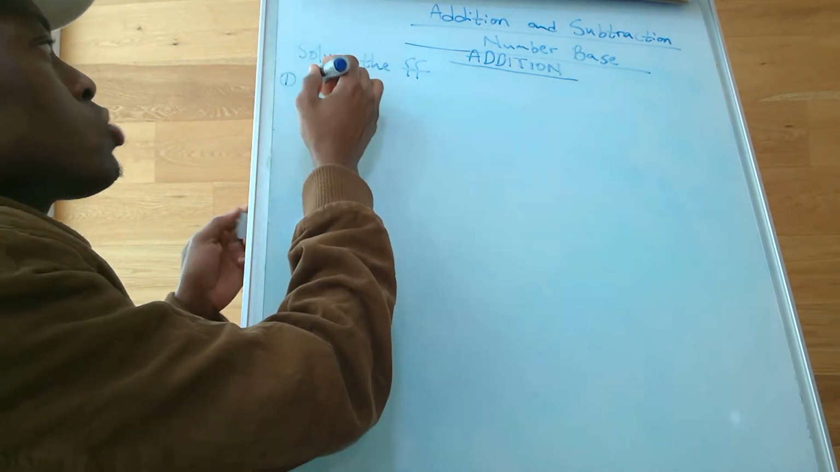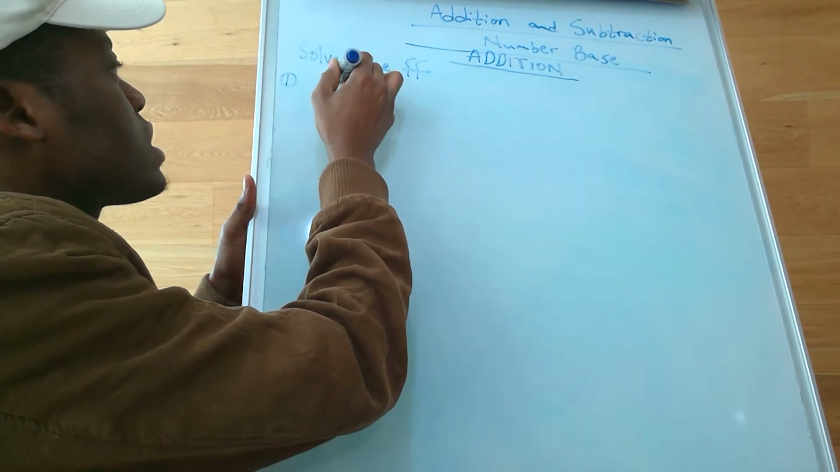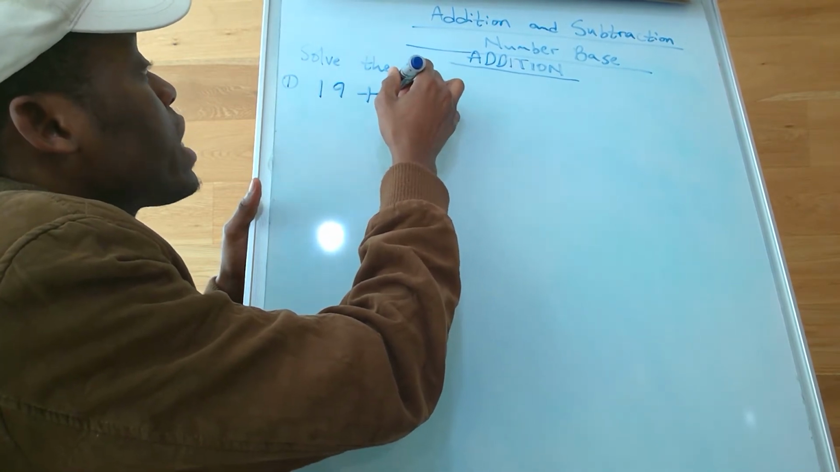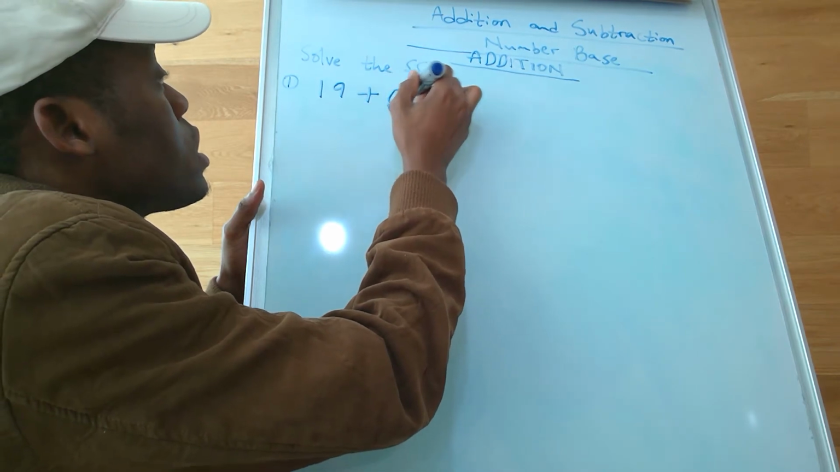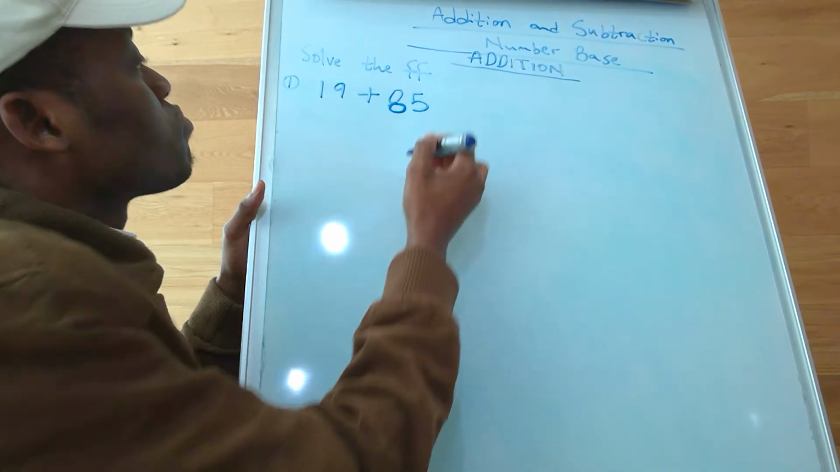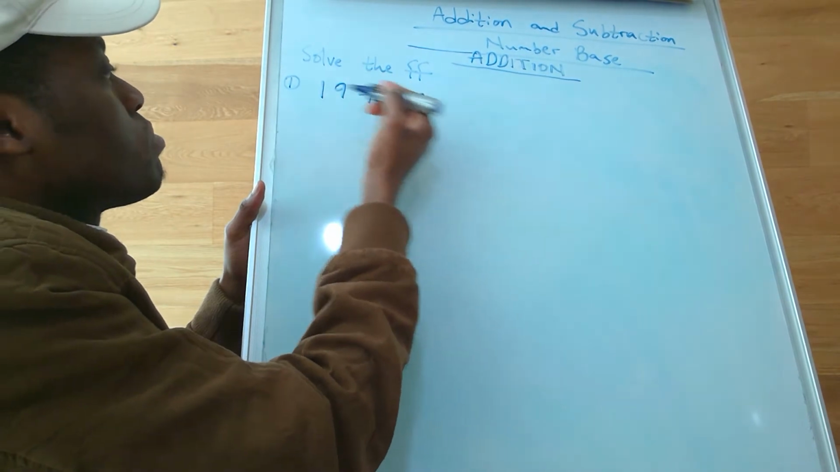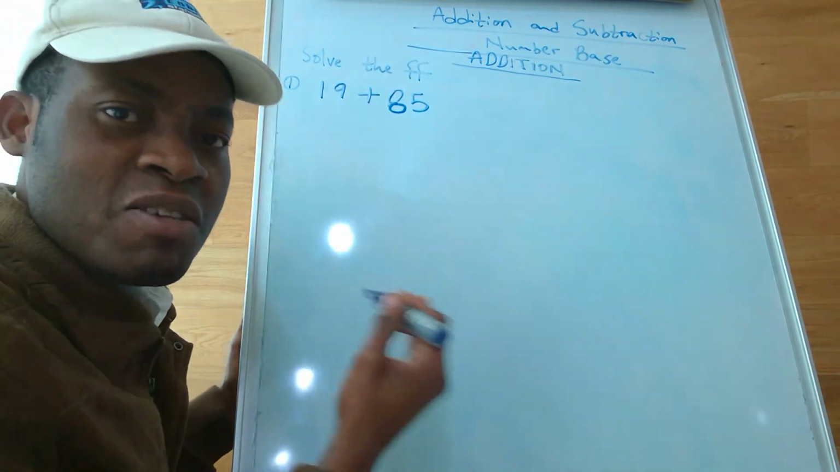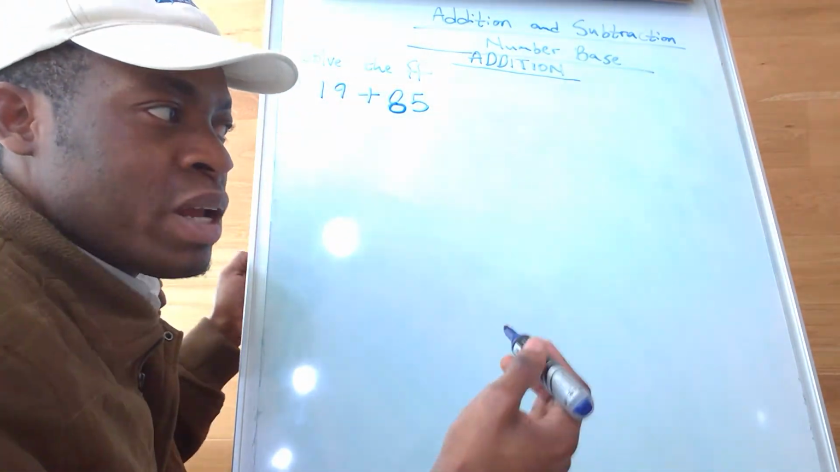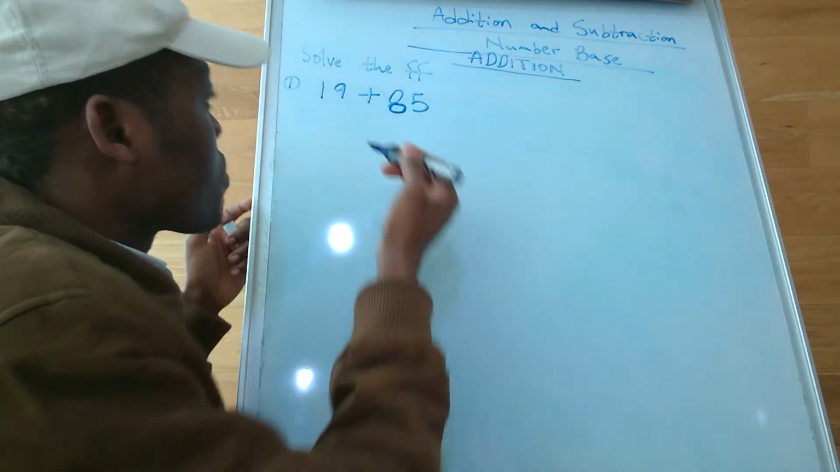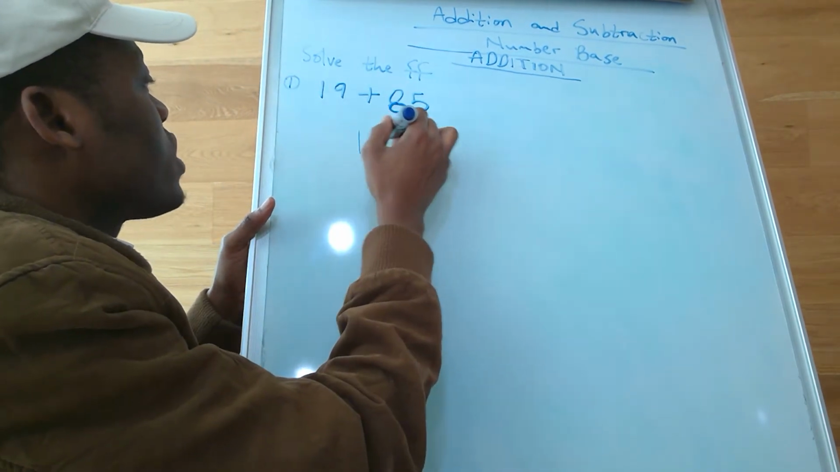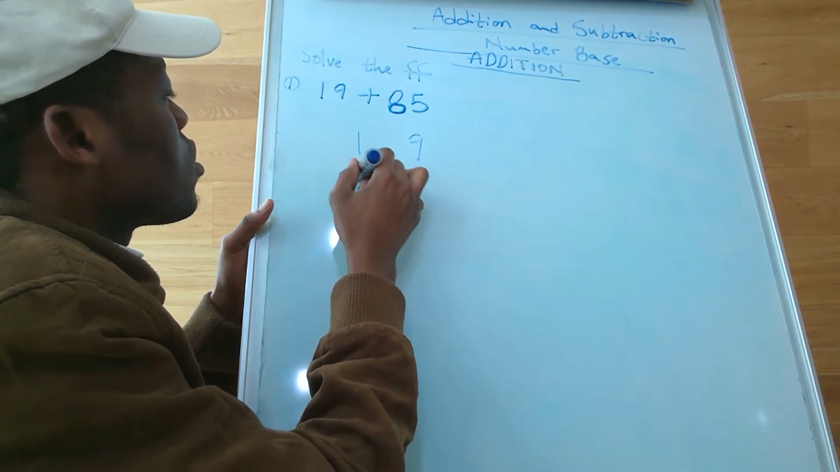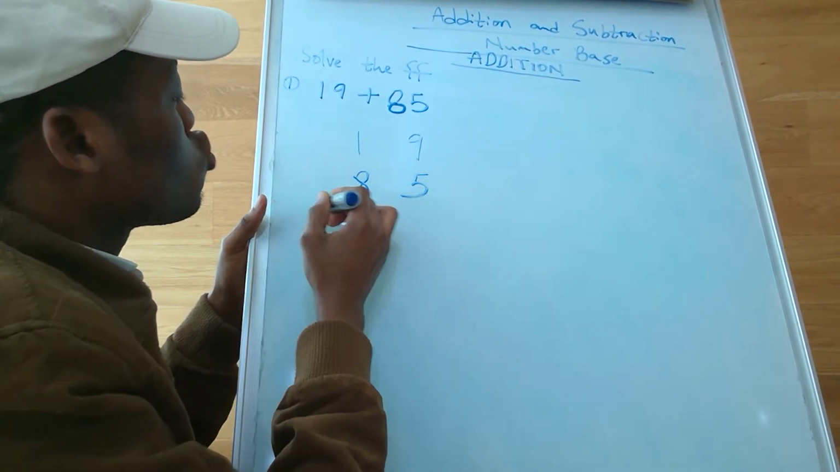Let's take, for example, this question. Question number 1: 19 plus 85. This question has no base. This is just number plus number, but the base is 10. If there is no base, it is base 10, the ordinary number that we use in our day-to-day activities. Now, you need to rearrange it into hundreds, tens and units, one number inside one box.